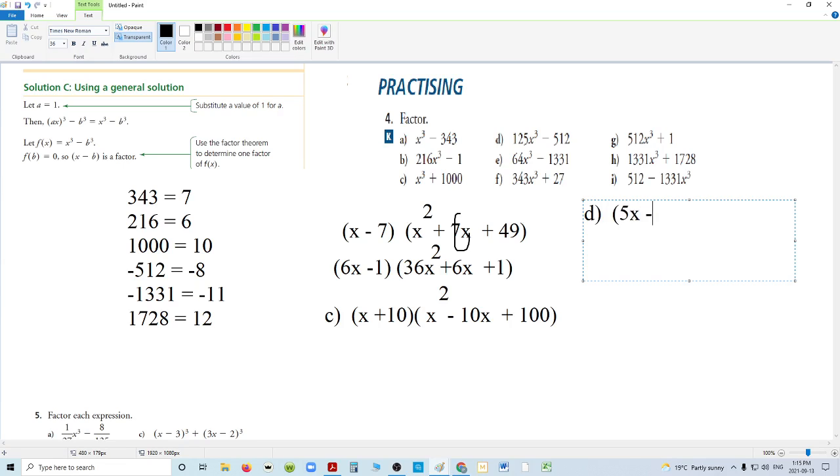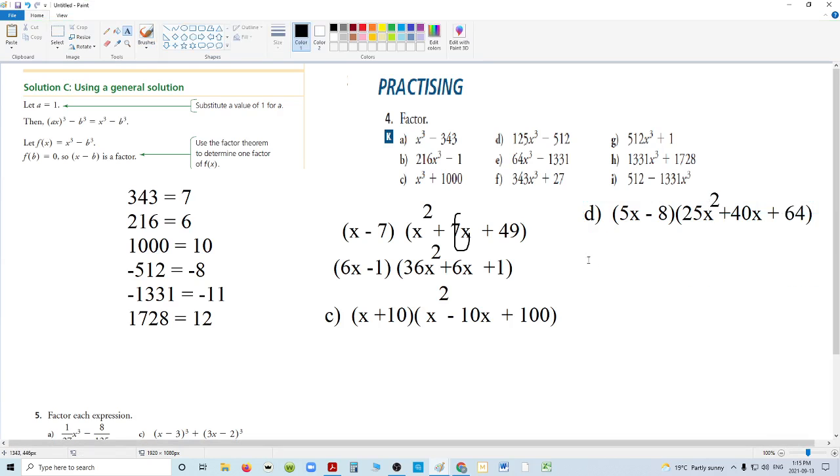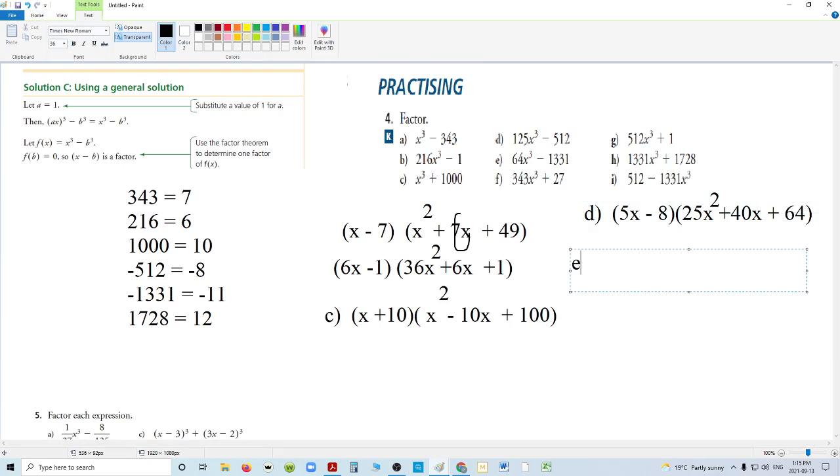And what was 512? It was 8. So I'm talking about 25x squared plus 40x plus 64. And I just got to make a bit more room here, and remember to put a square there. And I'm just using the general formula. You can use synthetic division to prove it to yourself.